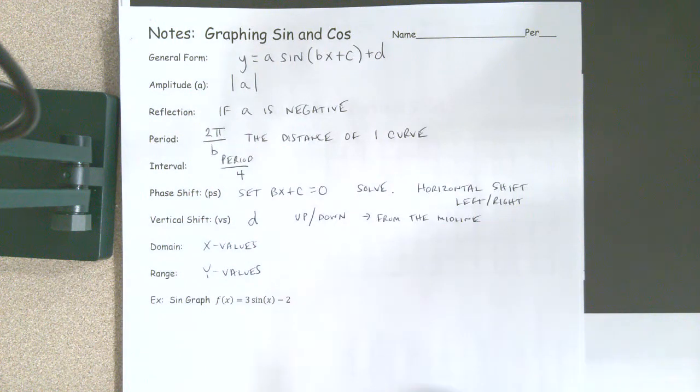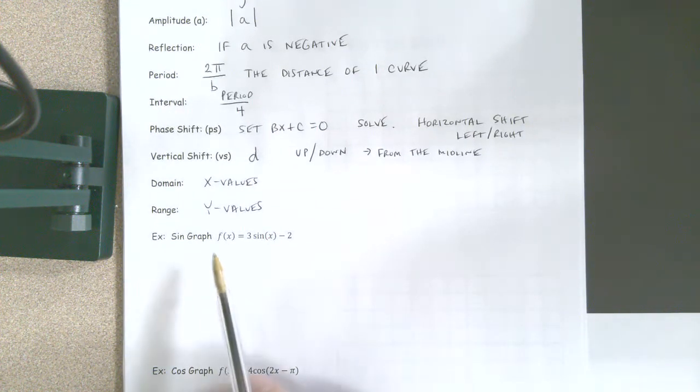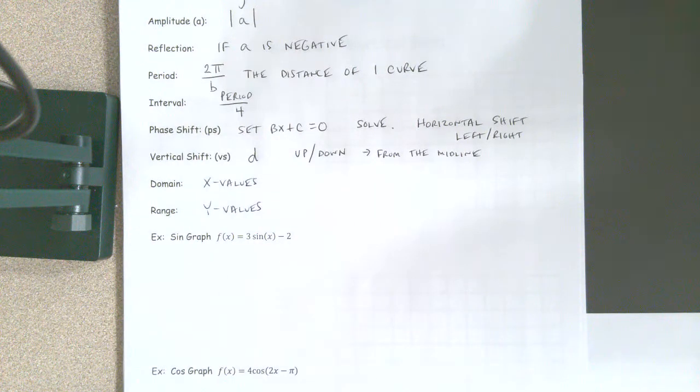Let's take a look at an example here. So the example we've got here is f of x equals 3 sine of x minus 2. And all we're going to do is go down through and identify all the different parts. So when you do your homework tonight, all we're focusing on is you finding the different parts. Tomorrow we're going to specifically focus on, now that you know how to find the parts, putting it into graph form.